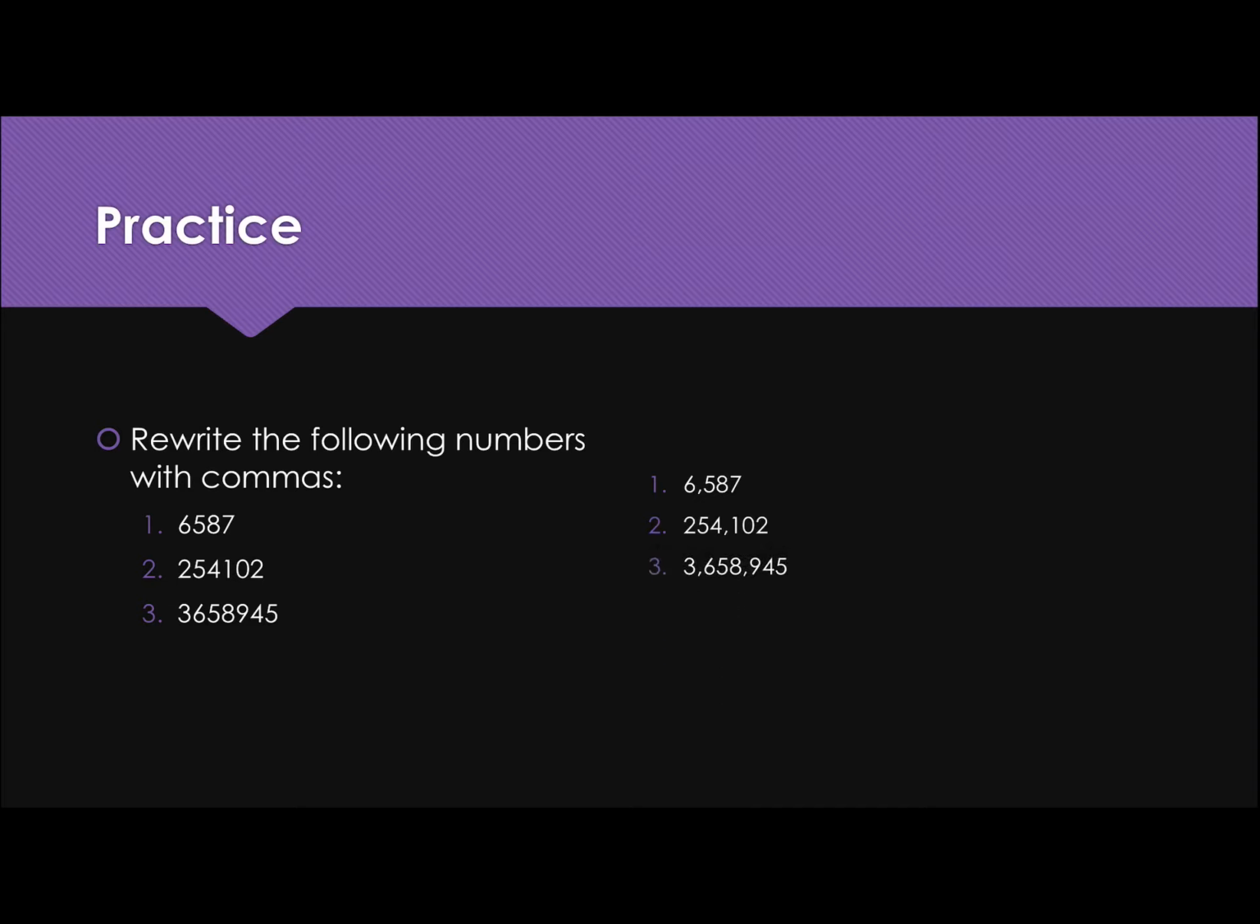For number 3, we've got 3,658,945. For number 3, we have 2 commas. The first one is between the 3 and the 6. The second one is between the 8 and the 9.